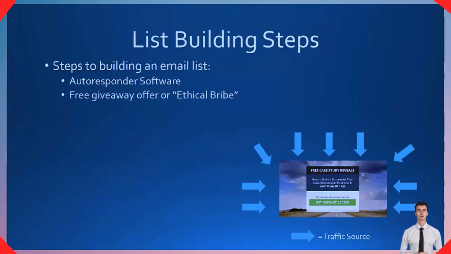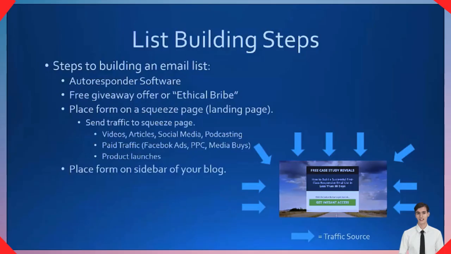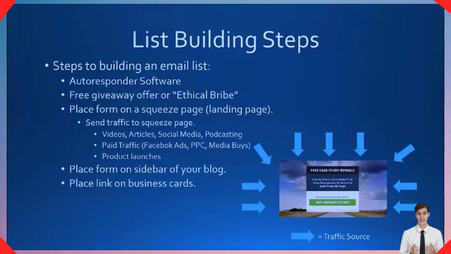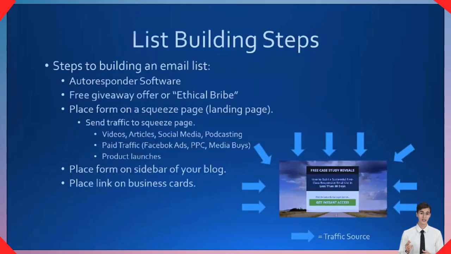And so here again are the steps: autoresponder software, free giveaway offer or ethical bribe, place that form on a squeeze page, and then send that traffic to the squeeze page. And then get a link to it on business cards as well. Any offline marketing you do would also go in as a traffic source.